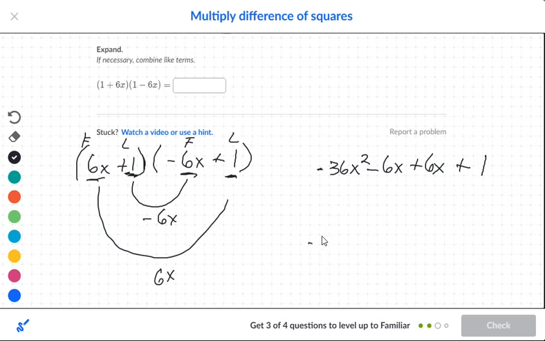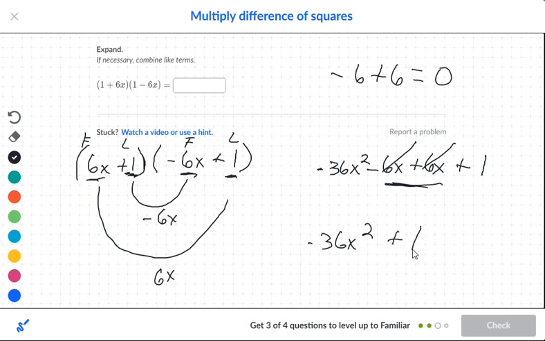So we're going to say negative 36x to the second, and now we're going to bring our middle terms together. So this is a negative 6 plus 6. Well, we know that's 0. Since that's 0, these can drop out. So this leaves me with negative 36x to the second plus 1.